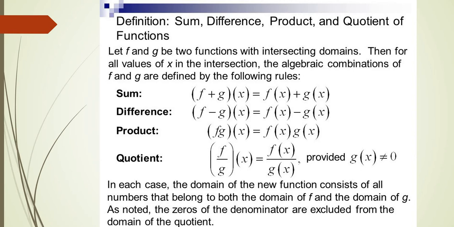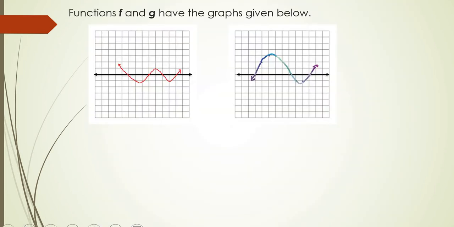So basically it says that if we want to add two functions together, we take the functions individually and add their values. In each case, the domain of the new function consists of all numbers that belong to both the domain of f and the domain of g, and as noted, the zeros of the denominator are excluded from the domain of the quotient. So we'll get into doing some work with this in just a second. Copy that part down. All right, so here are two functions.